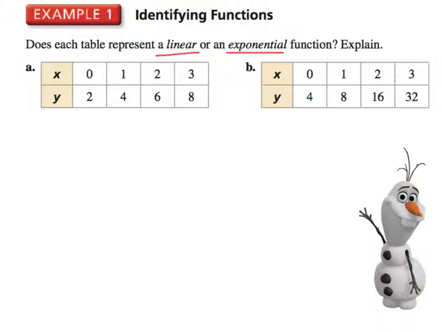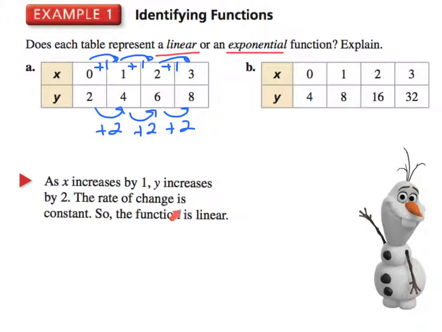So if we look at, for example, the first one, each x value goes up by 1. Okay, so far so good. This goes up by 2, this goes up by 2, this goes up by 2. Therefore, since you're adding each time, it's just going to be linear. I want answers that look detailed like this. As x increases by 1, y increases by 2. The rate of change is constant. Notice the slope on all of these would be just 2 over 1, or 2. Therefore, the function is linear.